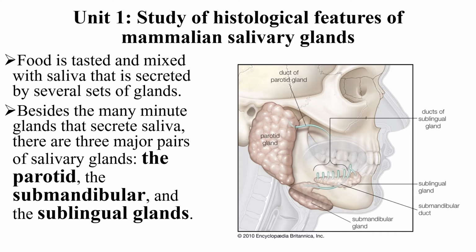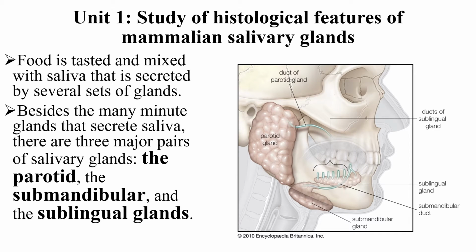The mammalian salivary gland is a special gland situated in the buccal cavity and is responsible for the synthesis and secretion of a fluid called saliva. The food is tasted and mixed with the saliva that is secreted by the several sets of glands.